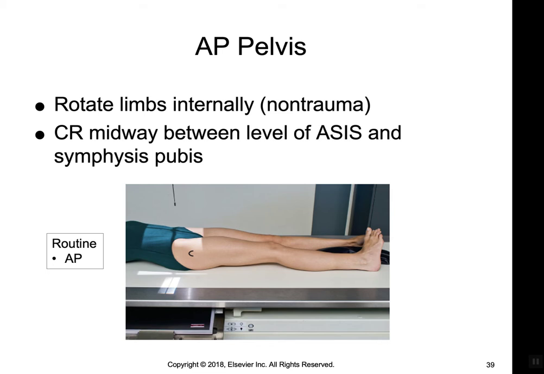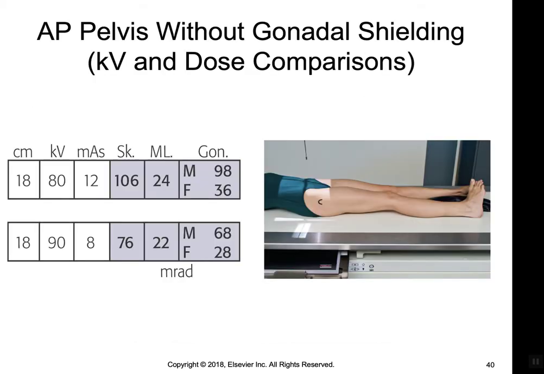If there is no fracture suspected, you're going to internally rotate both lower limbs 15 to 20 degrees. Make sure that the pelvis is not rotated. Make sure your patient is lying flat on their back. How are you going to do that? You're going to touch them. You're going to palpate their ASIS on both sides, and make sure that they're equidistant from the table. CR is going to be perpendicular to the IR midway between the level of the ASIS and the symphysis pubis. This is approximately 2 inches inferior to the ASIS.